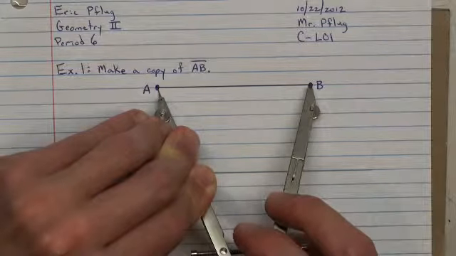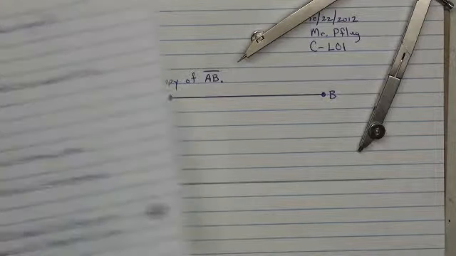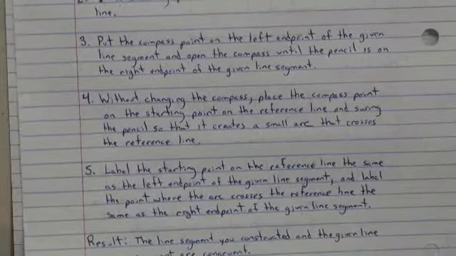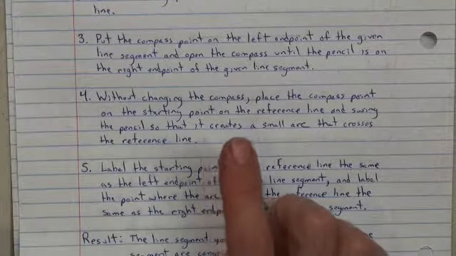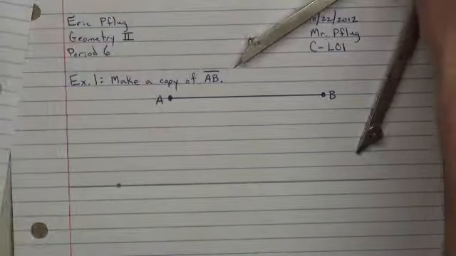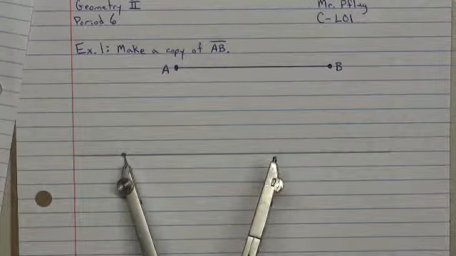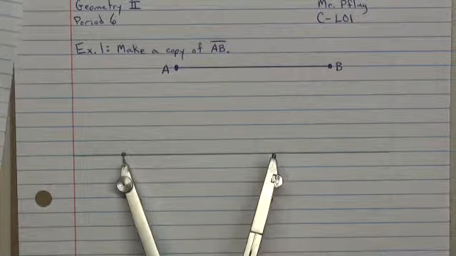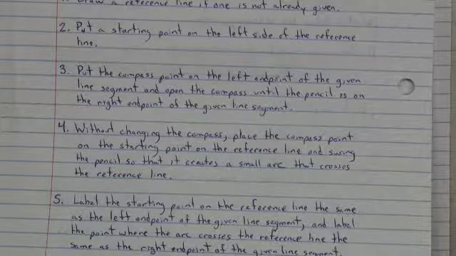So now that I'm on point B, I'm just going to lay my compass down, okay, because I've done that step. Now let's look at what's next. And I didn't change my compass. And that's important because look at number 4. It says, without changing the compass, place the compass point on the starting point on the reference line. So that means place the compass point, the sharp point, on the starting point on the reference line. That's on that pencil point that we made on the left side of the reference line. That's the starting point. And swing the pencil so that it creates a small arc that crosses the reference line.